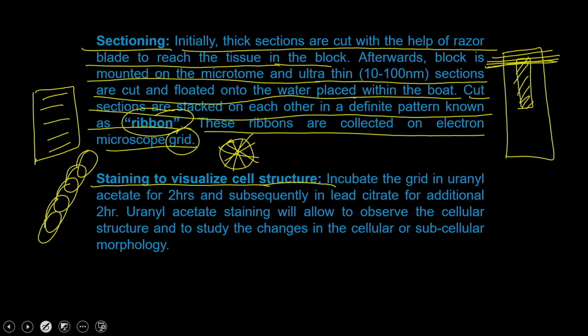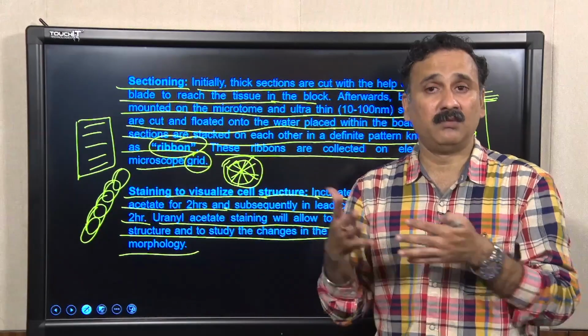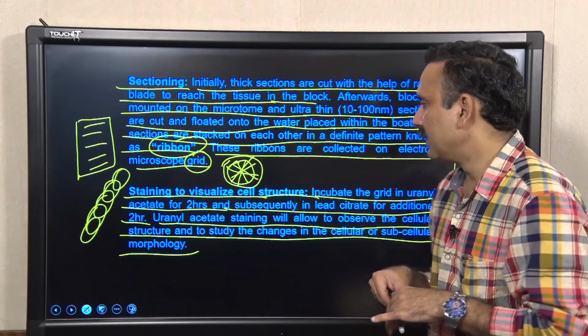Then you also have to do the stain to visualize the cellular structures. Once your sample is present on the grid, you can incubate the grid in uranyl acetate for 2 hours and subsequently in lead citrate for an additional 2 hours. Uranyl acetate allows you to observe the cellular structures and to study the changes in the cellular or subcellular morphology. If you stain the cells with uranyl acetate, it allows you to see all different types of organelles like mitochondria, Golgi bodies, endoplasmic reticulum, nucleus and all that.